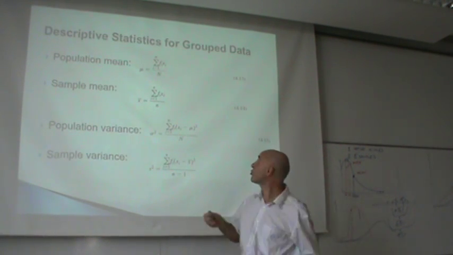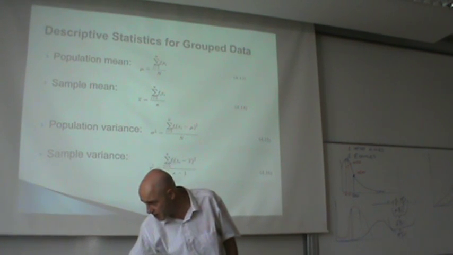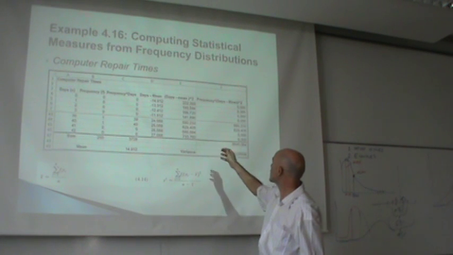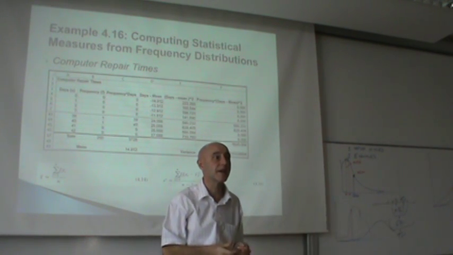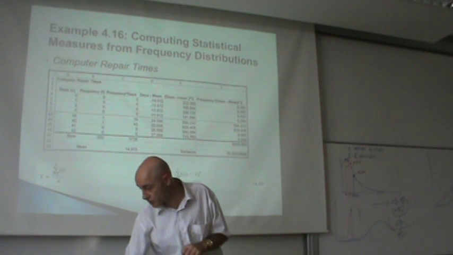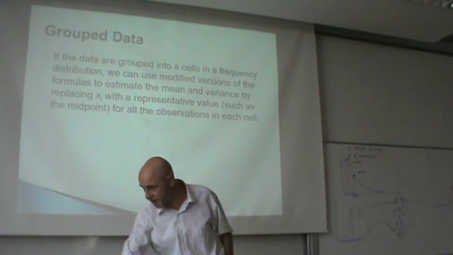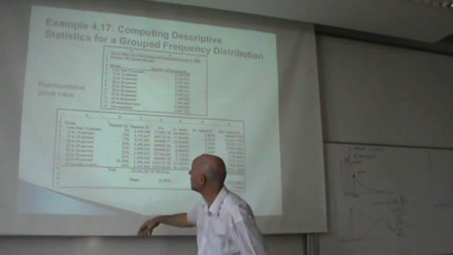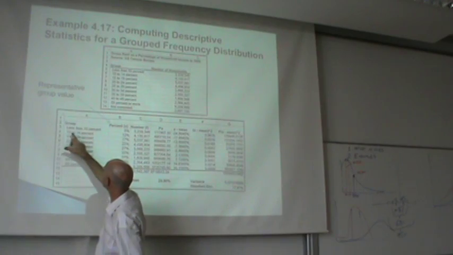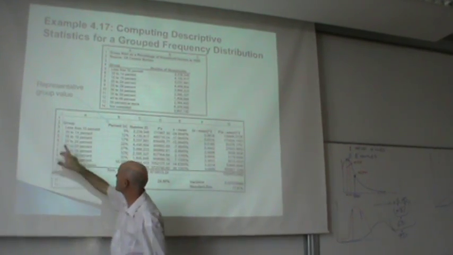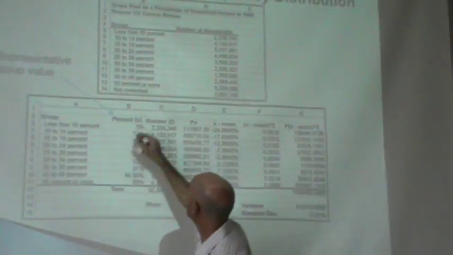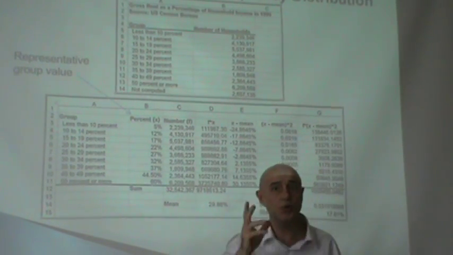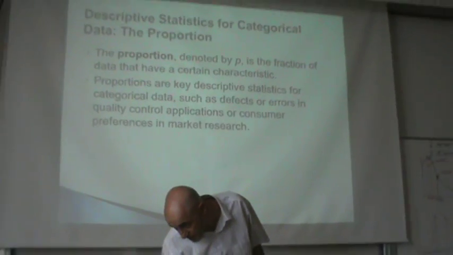Descriptive statistics for group data. We're not going to do group data. Maybe we will, maybe we won't. Again, this is not as important to do right now. Group data, they grouped into cells. For example, group less than 10%, from 10 to 15, from 15 to 20%, from 20 to 25. And they tell what is the percentage, what is the numbers, what is the frequency, whatever that is. We're not going to do this. Let's see what else we got.